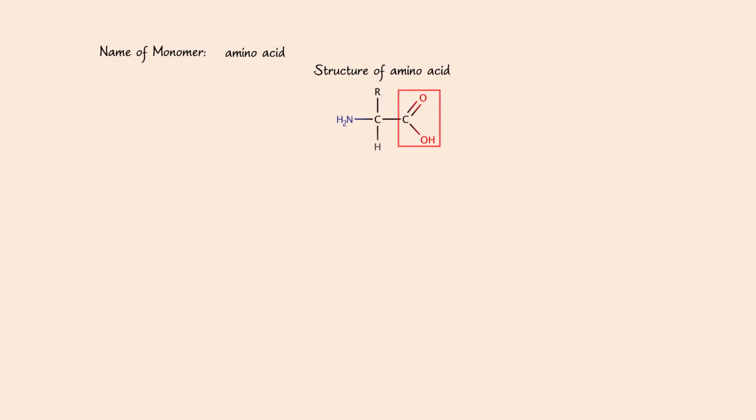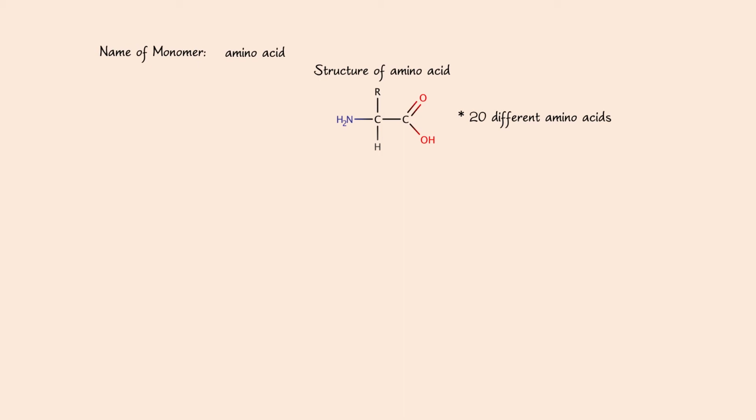Now let's move on to talk about the details of a protein. The monomer of a protein is called an amino acid. The structure is represented here. The central carbon is bound to 4 different constituents: a hydrogen atom, amine group, carboxyl group, and R group. There are 20 different amino acids, each with a different R group attached to the central carbon.